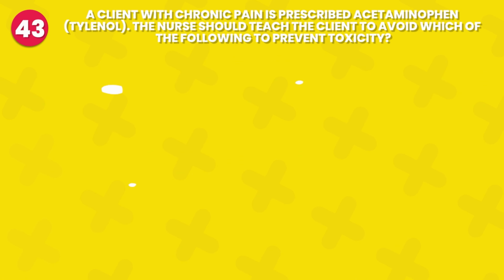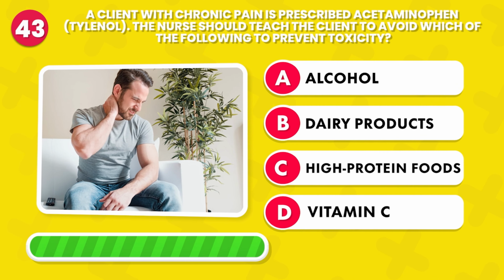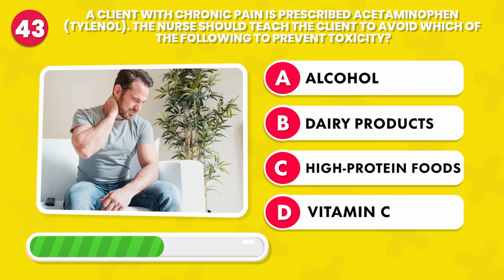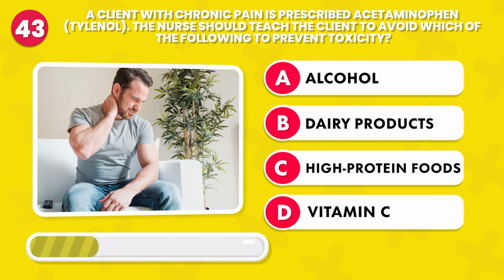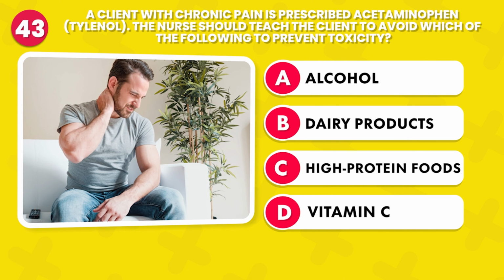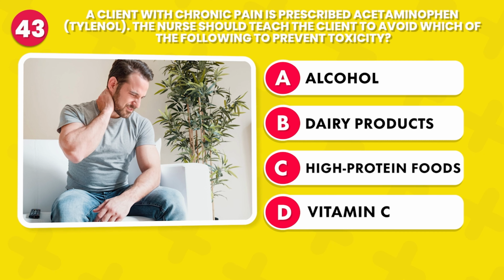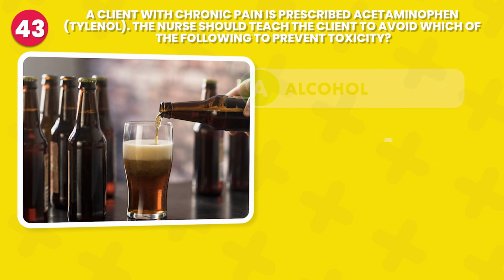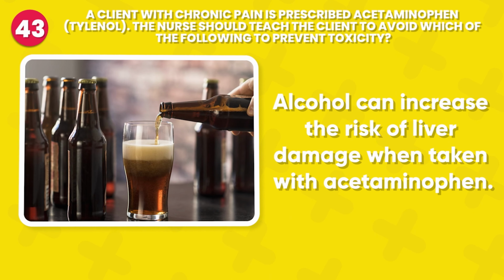risk. A client with chronic pain is prescribed acetaminophen, Tylenol. The nurse should teach the client to avoid which of the following to prevent toxicity? A. Alcohol, B. Dairy products, C. High-protein foods, D. Vitamin C. It's A. Alcohol. Alcohol can increase the risk of liver damage when taken with acetaminophen.